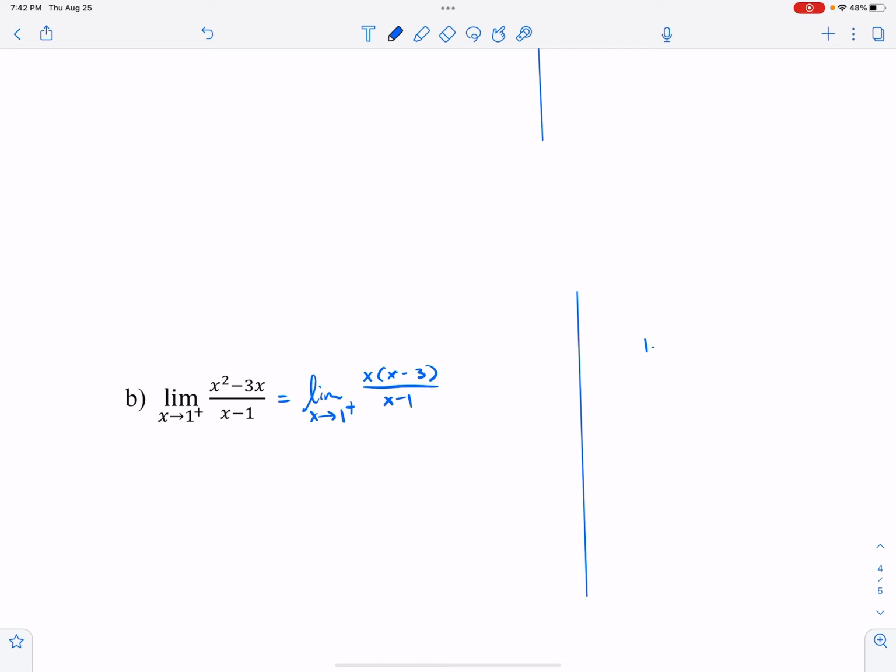So I would have 1.001 times 1.001 minus 3 over 1.001 minus 1. So the numerator would be negative and the denominator would be positive. Negative divided by a positive is a negative, therefore this limit would be equal to negative infinity.